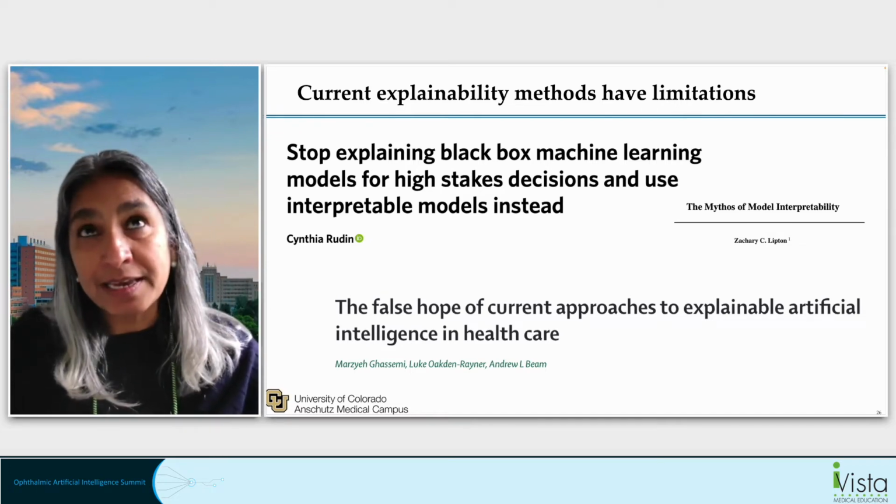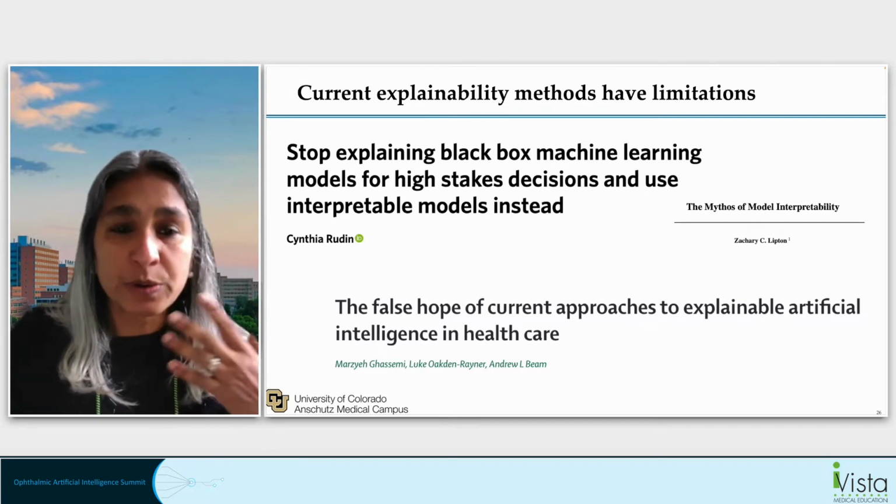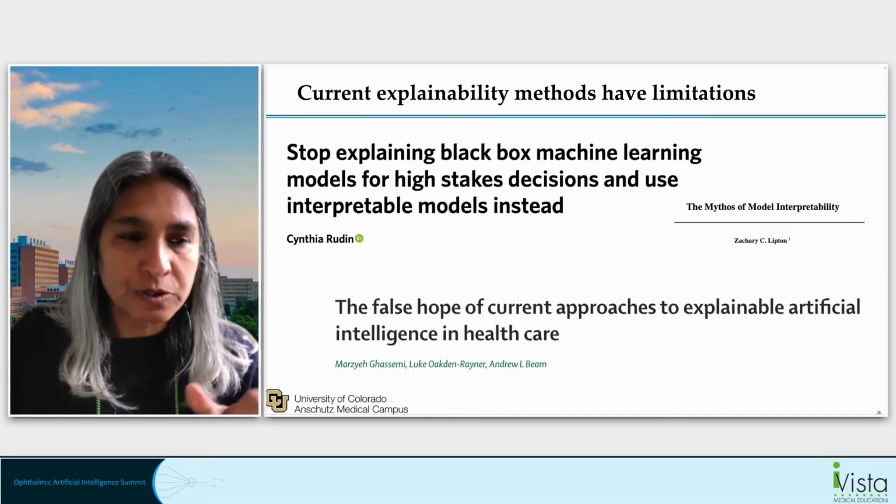And I was very excited to see some of the other methods that had been talked about previously in terms of occlusion and other ways of looking at explainability that are not post hoc.